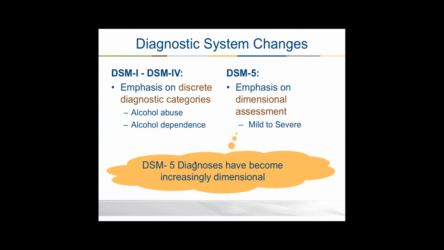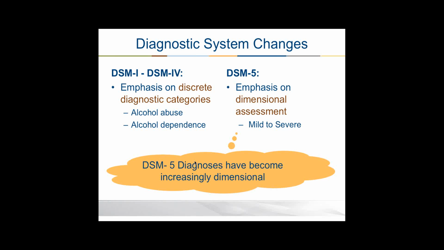There's been a very big change in the diagnostic system in that alcohol abuse and alcohol dependence, which were separate diagnostic categories from primarily DSM-3 and DSM-4, have disappeared. DSM-5 asks you to diagnose substance use disorders, that's alcohol use disorders, in a continuum from mild to severe. For example, mild alcohol use disorder requires 1 to 2 symptoms. Moderate alcohol use disorder requires 3 to 4 symptoms, and severe alcohol use disorder requires 5 or more symptoms.